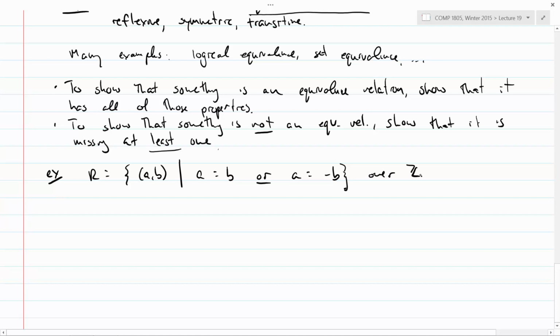So in all pairs AB such that A equals B or A equals minus B, and I'll do this over the set of integers. This is very close to something on the assignment, but that's okay. You should be rewarded for attending or watching the lectures. So if I want to know if that's an equivalence relation, I just check to see if it's reflexive, symmetric, and transitive.